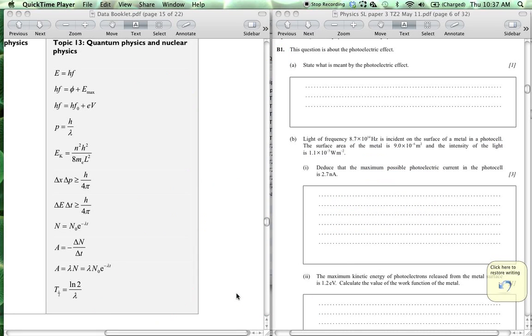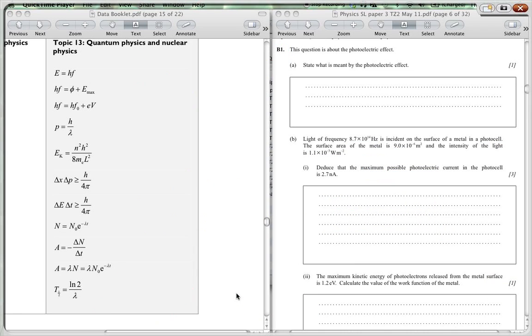The last question here we have: the maximum kinetic energy of the photoelectrons released from the metal surface is 1.2 eV. Calculate the value of the work function of the metal. Now, we know the energy coming in. So actually we're going to be using this formula. Let's use this one over here.